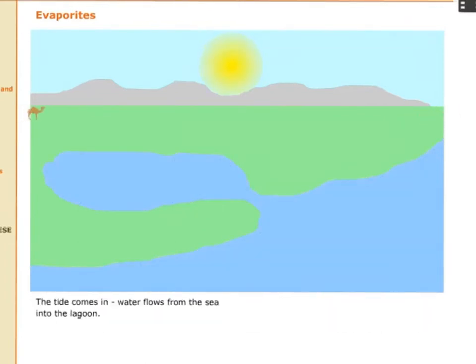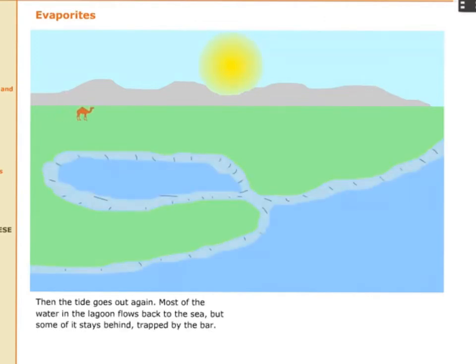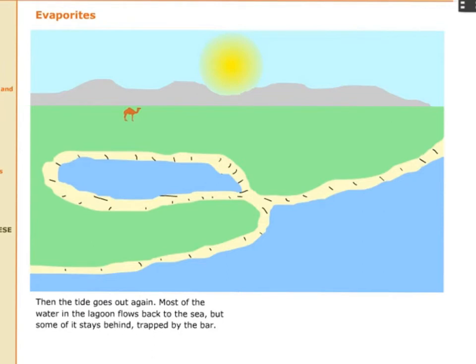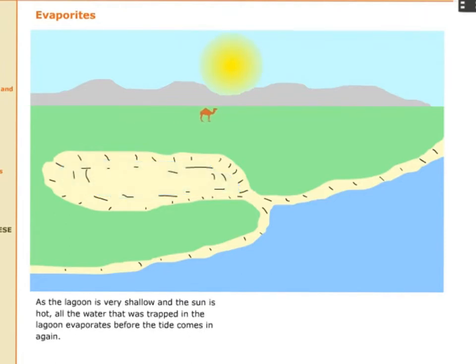The tide comes in, water flows from the sea into the lagoon, then the tide goes out. Most of the water in the lagoon flows back to the sea, but some of it stays behind, trapped by the sandbar. As the lagoon is very shallow and the sun is hot, all the water that was trapped in the lagoon evaporates before the tide comes in again. So here, let's do this animation.